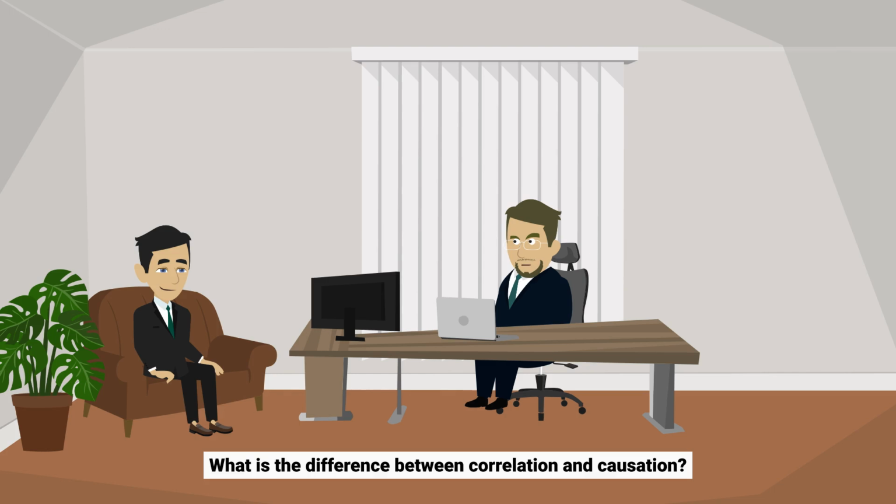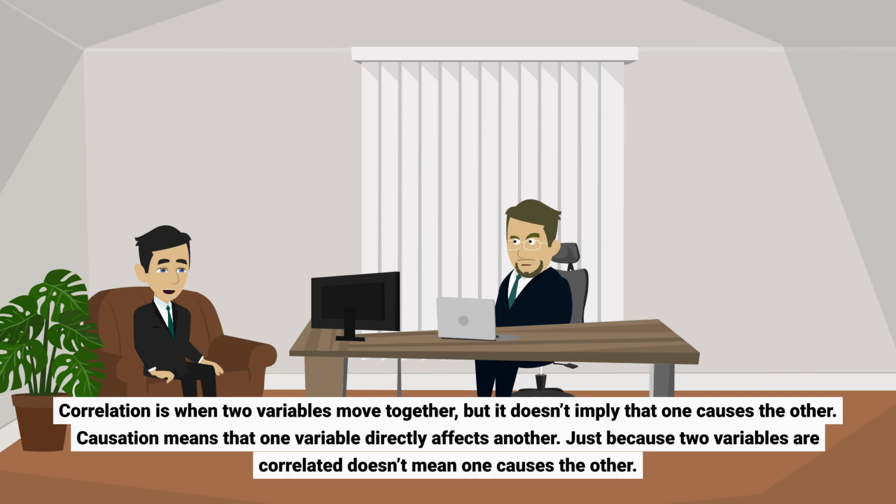What is the difference between correlation and causation? Correlation is when two variables move together, but it doesn't imply that one causes the other. Causation means that one variable directly affects another. Just because two variables are correlated doesn't mean one causes the other.